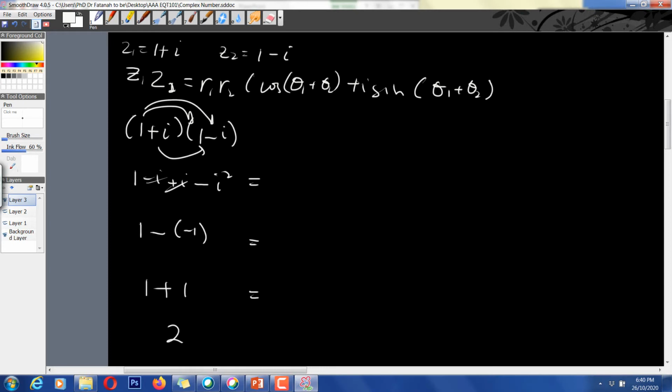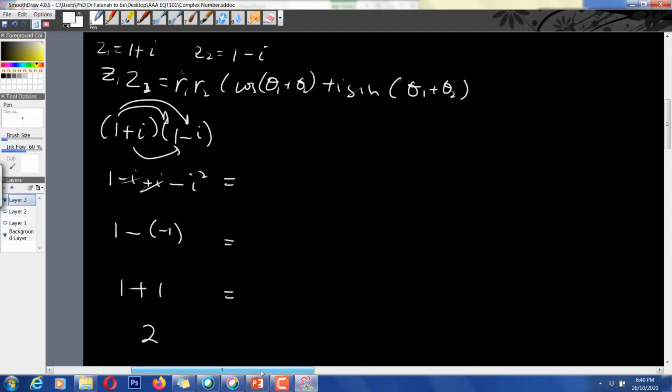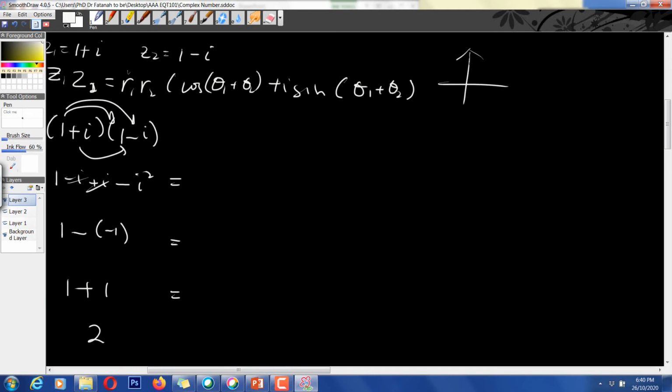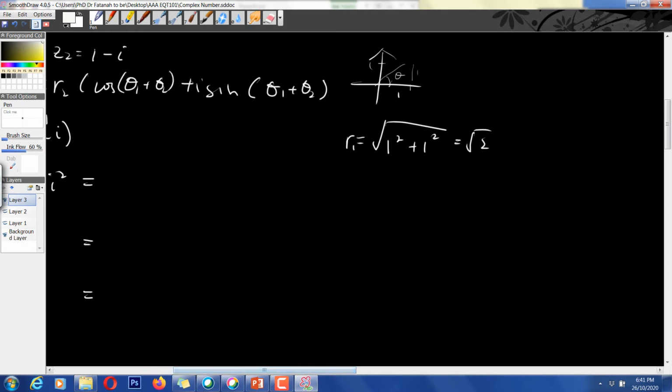We need to find R for each. For the first, the real part is 1 and the imaginary part is 1, and here is theta. R1 is the square root of 1 square plus 1 square, so R1 is square root 2. For Z2, we have positive real number 1 and then negative 1, so here is theta. R2 is also the square root of 1 square plus negative 1 square, so square root 2.